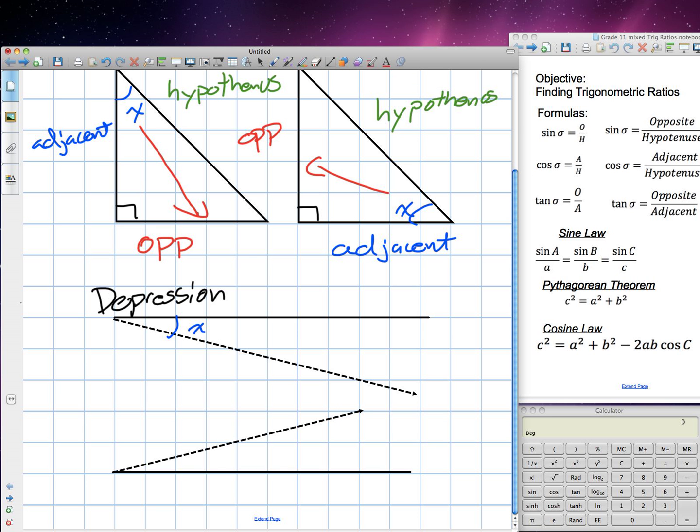What does the dotted line represent? The dotted line is just the rest of the triangle or the angle we're creating. So it's very important to know what an angle of depression is and an angle of elevation. I can actually be at the exact same point. I'll show you right here.